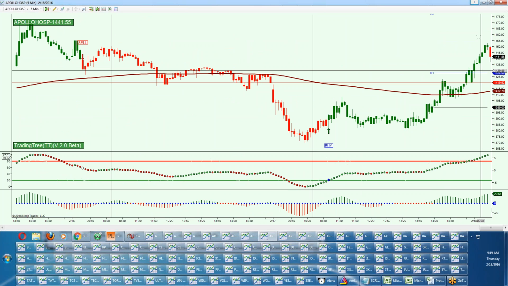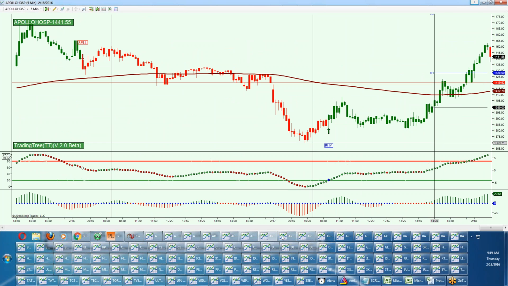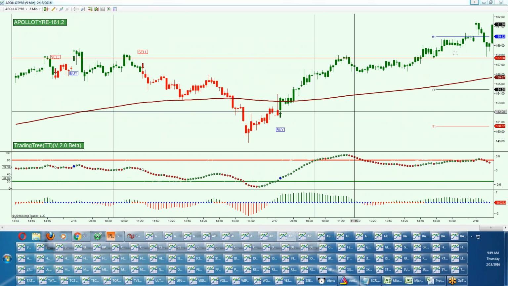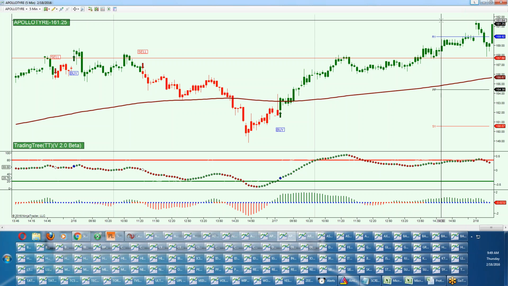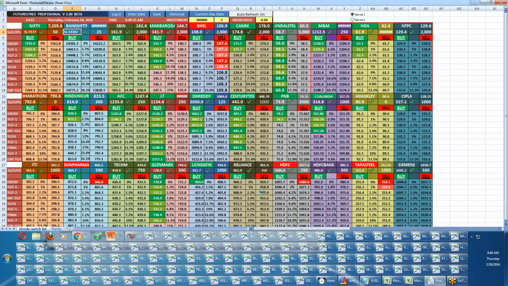Apollo Hospital, you can expect a sell call. We'll just wait on that. Apollo Tire, you can enter here, 160-170. So I'll add Apollo Tire here. I'll add it in the place of ITC, or let's say HDFC. So 160-170, that is the entry for Apollo.